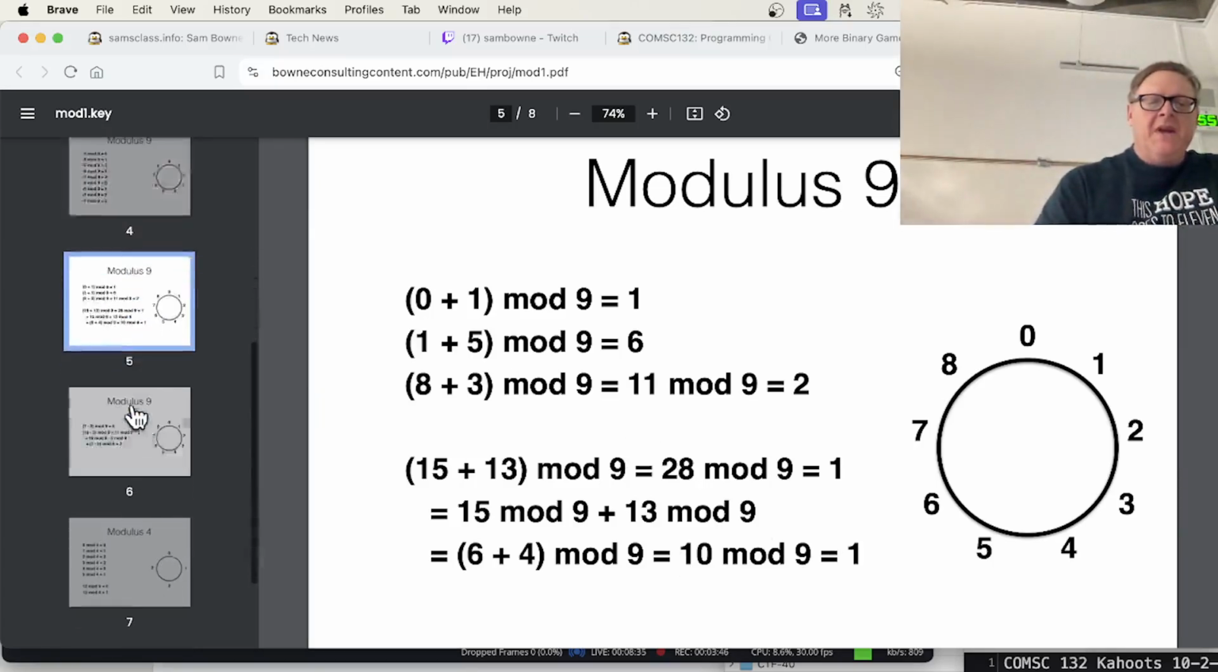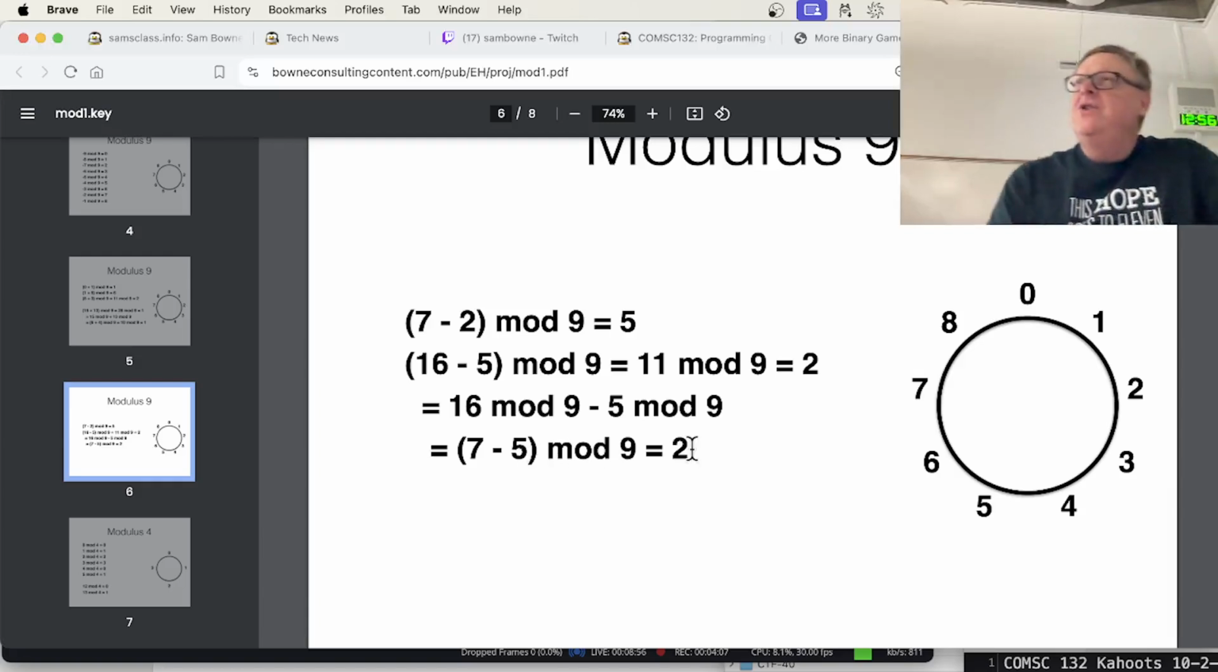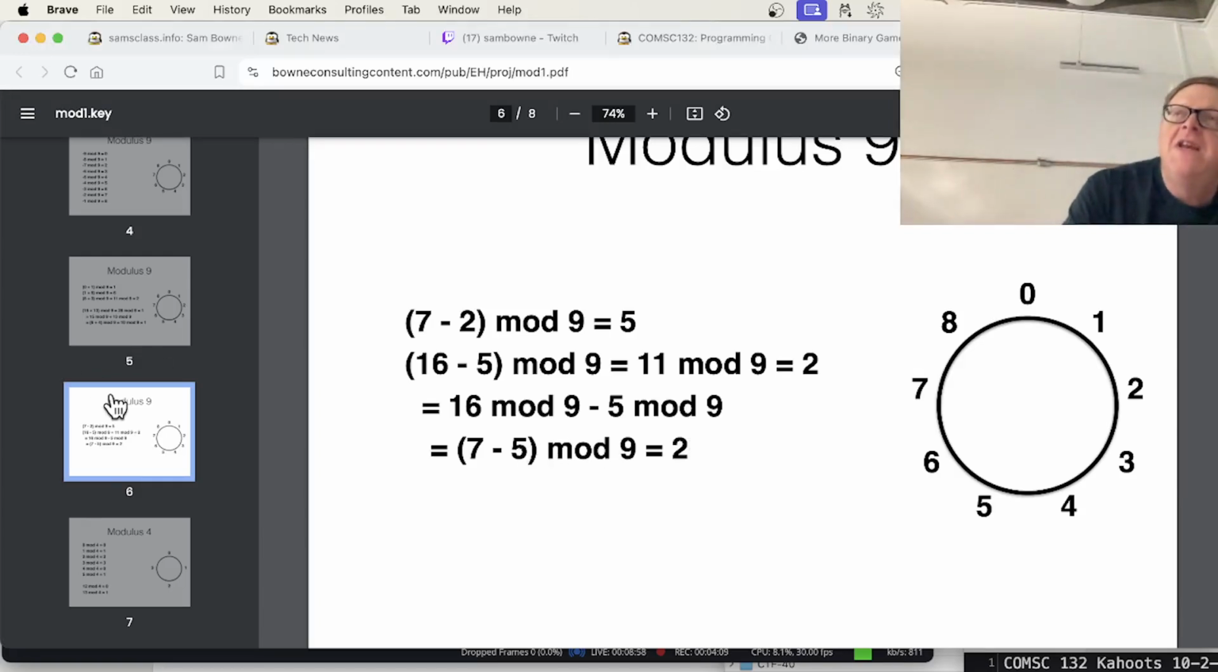All right. And you can do subtraction. 7 minus 2 mod 9 is 5. 16 minus 5: you can do the 16 minus 5 and get 11, then do mod 9, that turns into 2. You could also do it separately. 16 mod 9 minus 5 mod 9. 16 mod 9 is 7, you'll get 7 minus 5. Again, you get 2. These are all equal ways to get to the same answer.